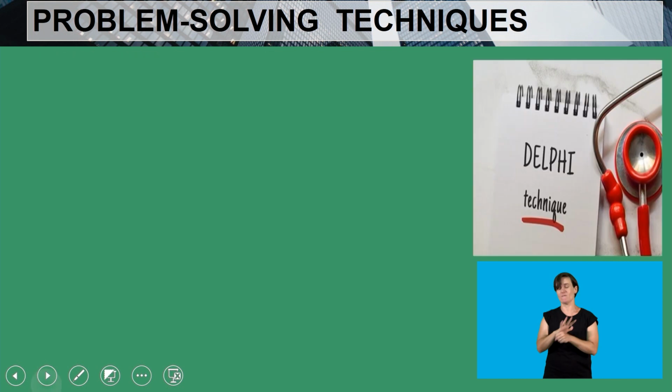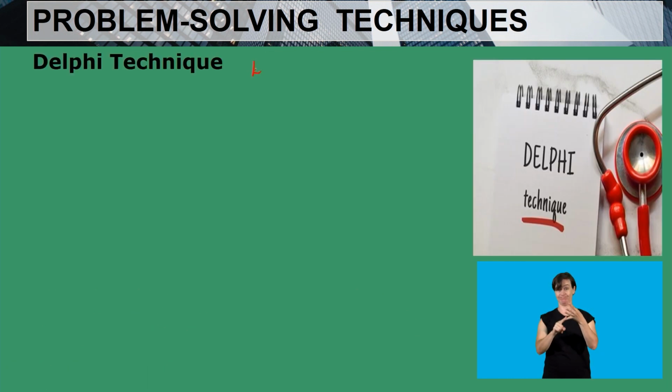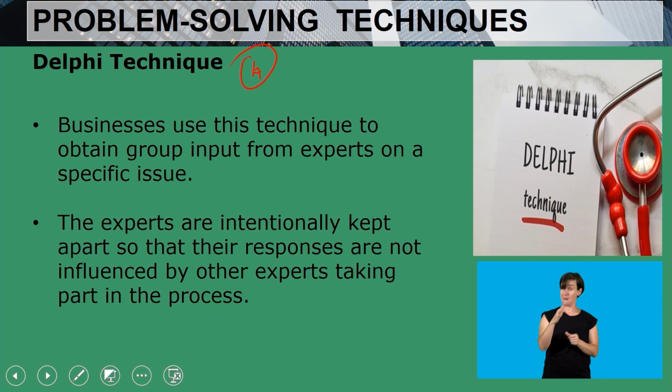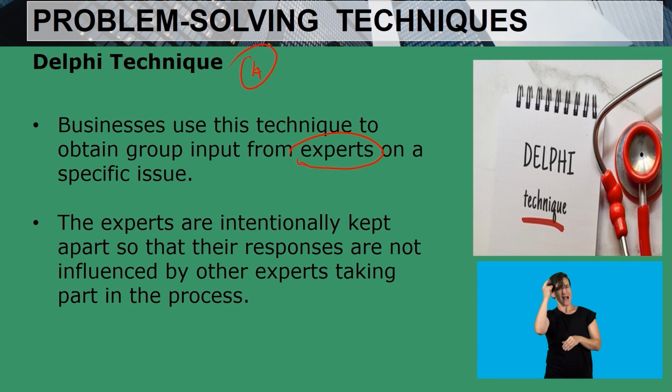Right, we're going to go to the last one, the last problem-solving technique, which is the Delphi. The key word here is that businesses will use this technique to obtain group input from experts on a specific issue. There are sometimes other issues that we're facing that require the people who are more knowledgeable to assist us. So in this instance, we'll have to bring experts. And the minute we do that, it is called a Delphi technique because they are more knowledgeable.